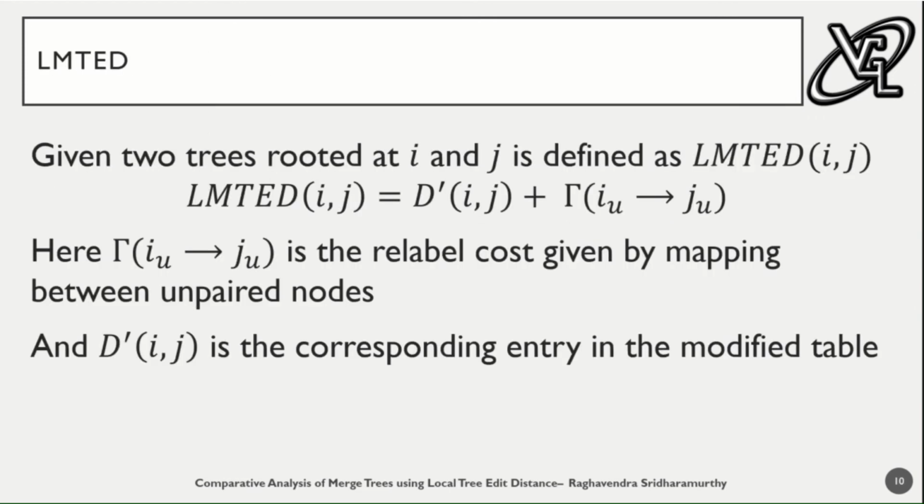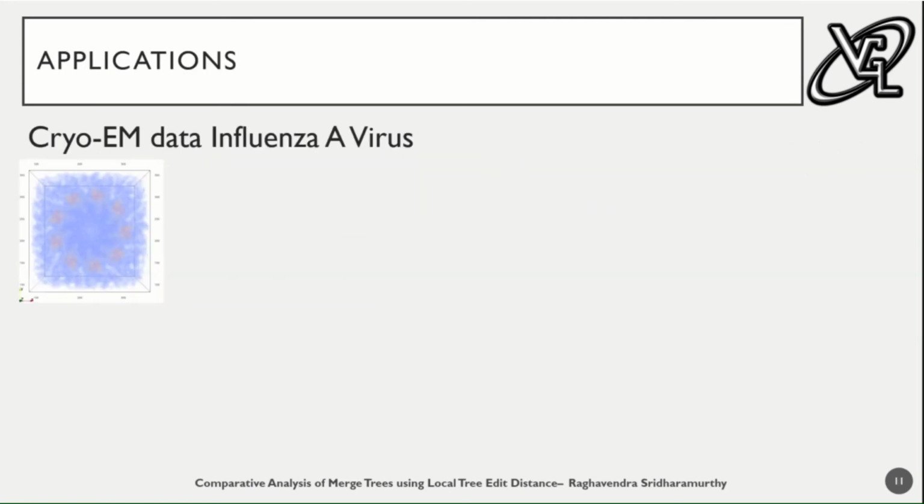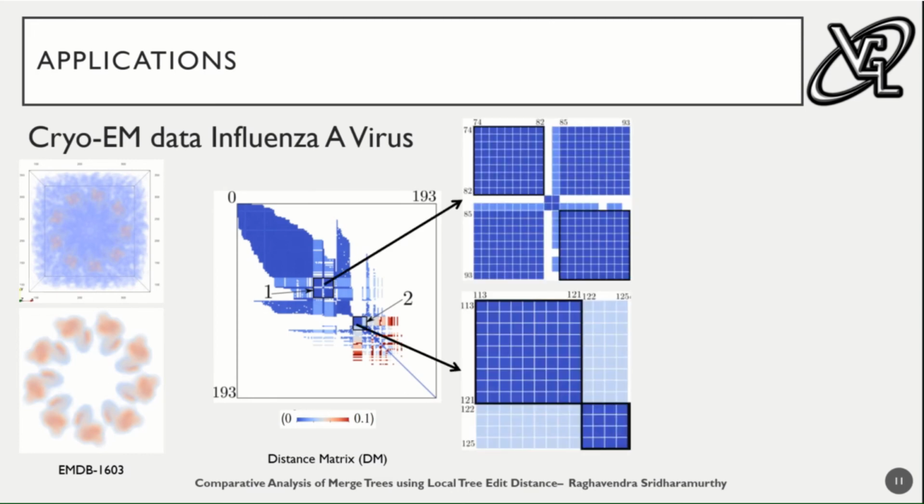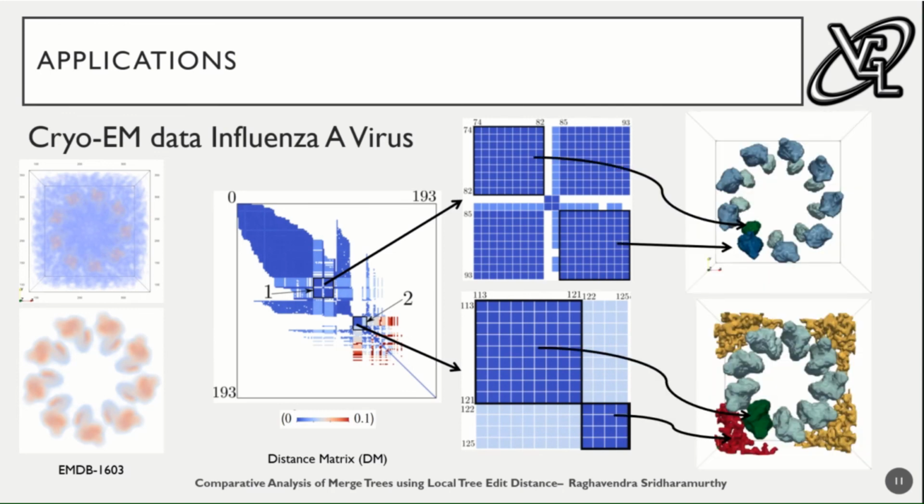With this background, we define LMTED as a combination of the relabel costs incurred by the unpaired nodes of the subtrees and the entry for the pair i, j in the modified table. We highlight the utility of LMTED in symmetry detection in cryo-EM data, which captures electron density in biomolecules. Influenza A virus is considered in this case. We compute the merge tree and we compare it with itself, resulting in this distance matrix. We pick two submatrices which highlight similar structures in the biomolecules, which is useful to the biologists in further analysis.